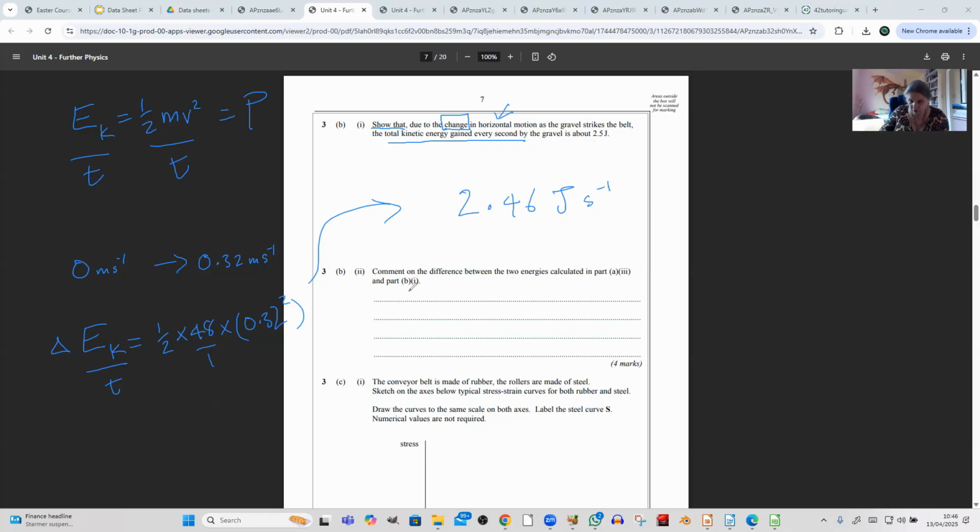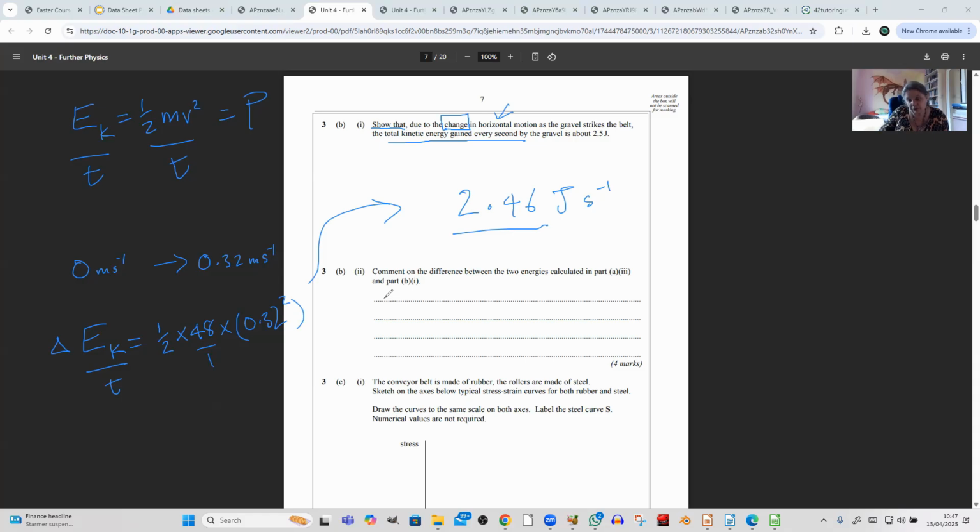Okay, so comment on the difference between the two energies calculated in part A, I, and part B, I. So there is part B, I. The part A, I. Did anybody actually work it out? I didn't work it out. The difference is due to the need to accelerate the gravel, basically. Somebody wrote down it was 4.9. Thank you very much, people.